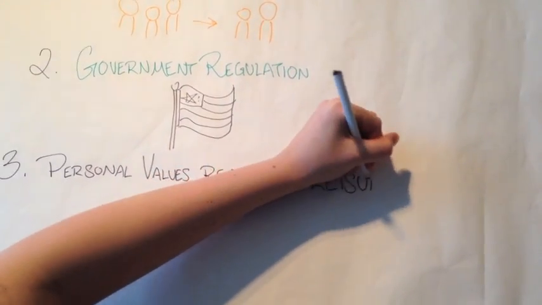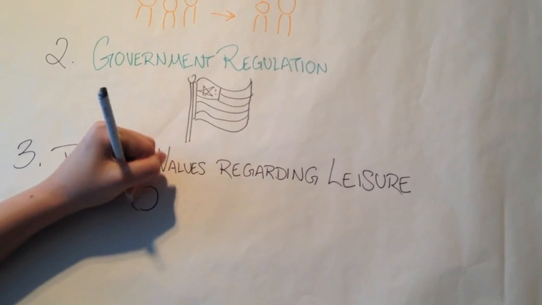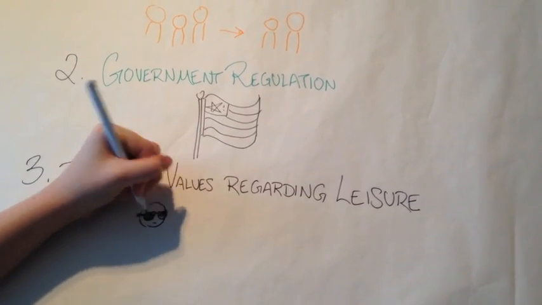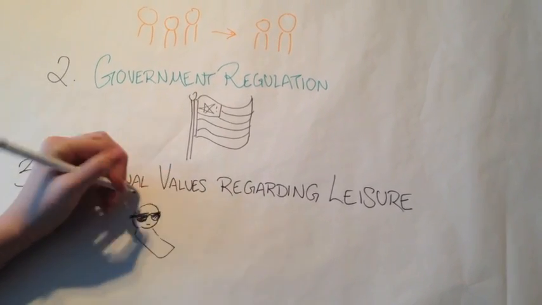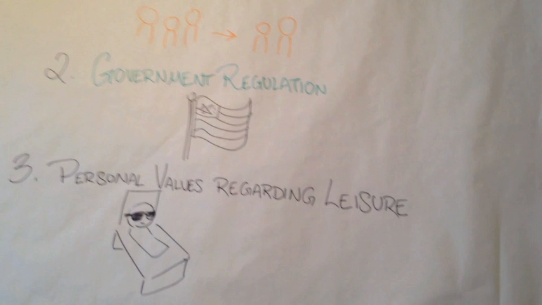So the last way that shifts supply is personal values regarding leisure. Someone's much less likely to work if they're working at times and at a price point where they'd much rather use their free time rather than working. So if a company is offering $8 an hour for 15 hours a day, someone will choose their free time over that, and therefore supply will go down.